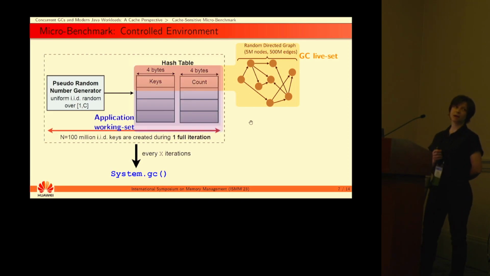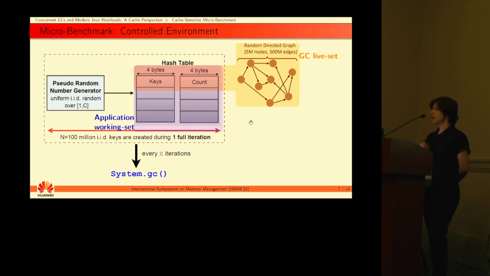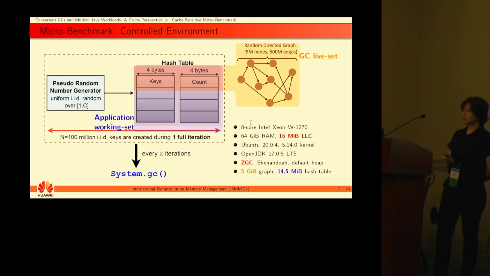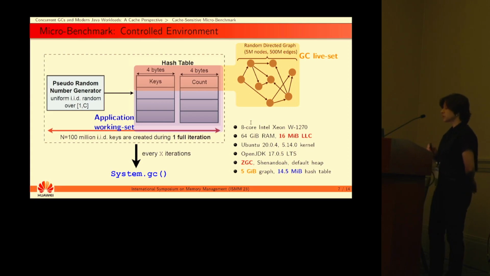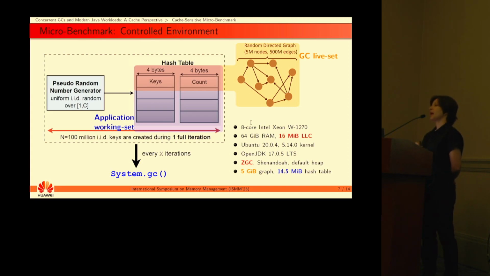However, the application's working set in this case is just the hash table, because the application scans the hash table in every iteration. So as you can see, the GC live set and the application working set only intersect over a couple of objects, while the live set of the GC is quite huge. Another important thing is we made the hash table, by design, fully LLC resident. It's almost the size of the LLC, so any tiny thing that can pollute the cache will affect the hash table.